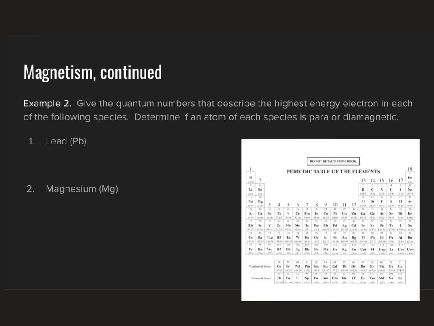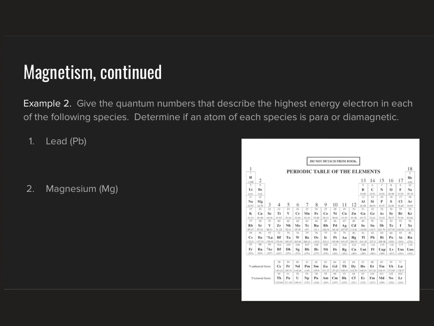So to finish up this lecture, let's work a couple of last examples here, putting together a couple of ideas. In this example, we're going to give the quantum numbers that describe the highest energy electron in each of the following species. Now remember, every single electron in these species has its own set of 4 quantum numbers. We're just focusing on the one that is the highest energy electron in this species that essentially makes it different from the elements that came before it. And in addition to the quantum numbers, we're also going to determine whether the atom of each of these species is para or diamagnetic. So the first one we're going to do here is lead.